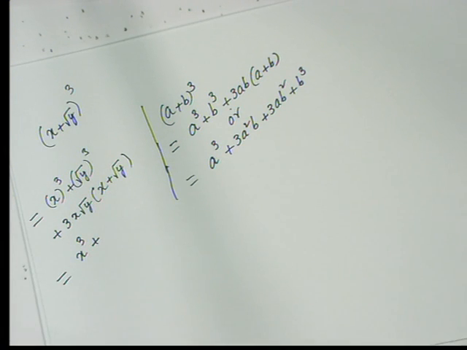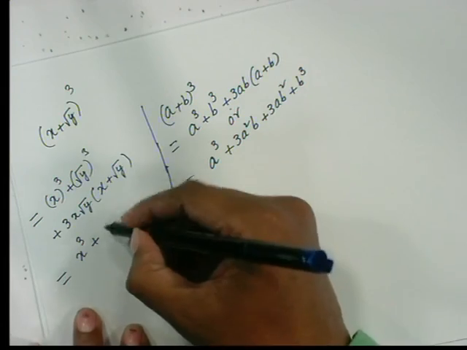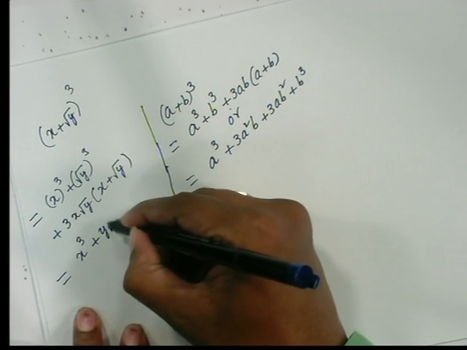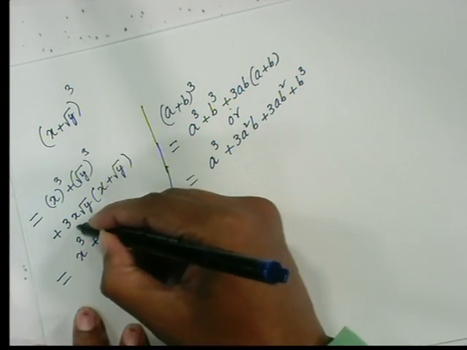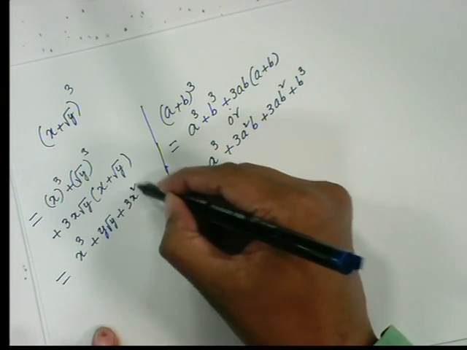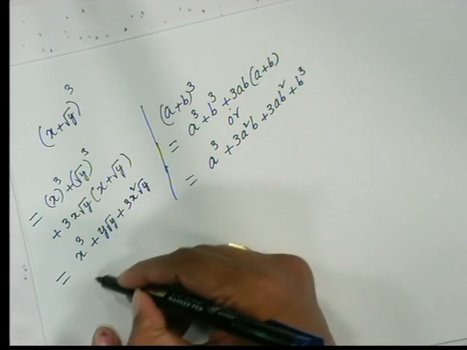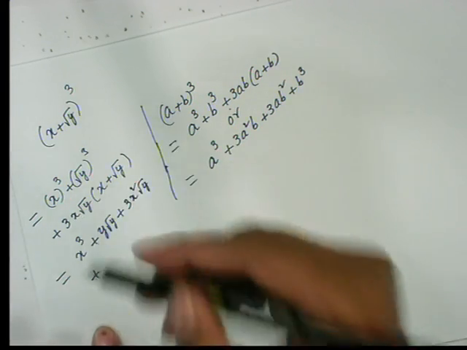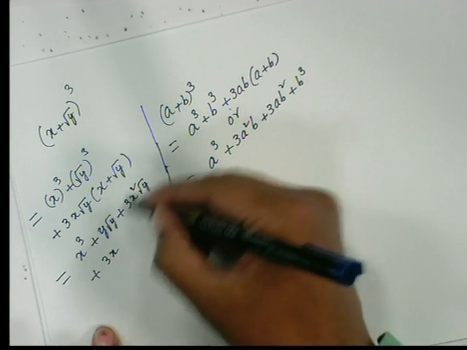What is the value of (root y) whole cube? Root y into root y is y, into root y, that is y root y. Okay, y root y. Now 3x root y into x, that is 3x square root y. Now plus 3x root y into root y, that is 3xy.